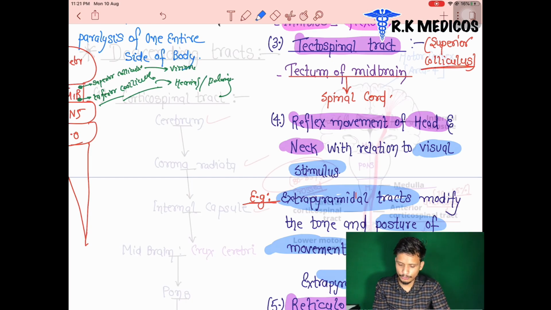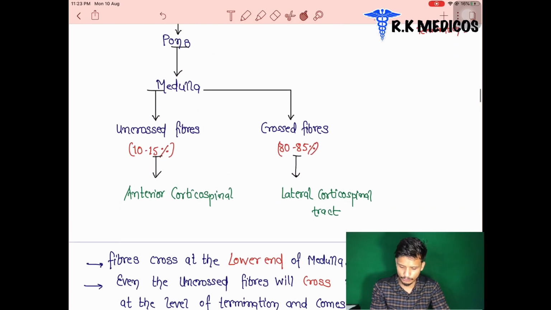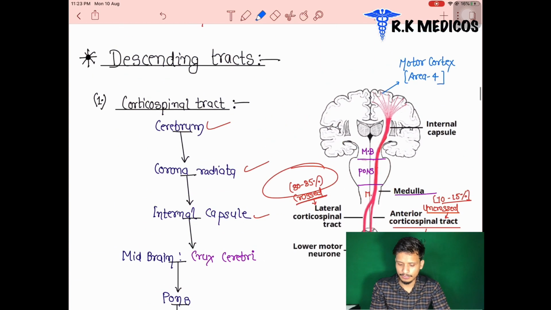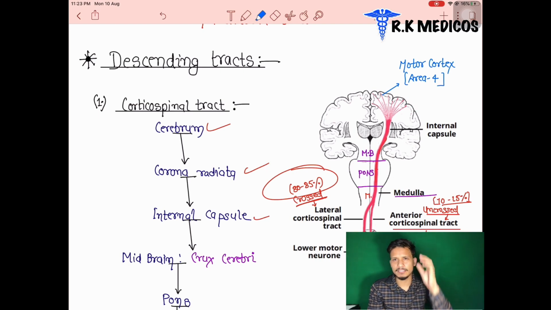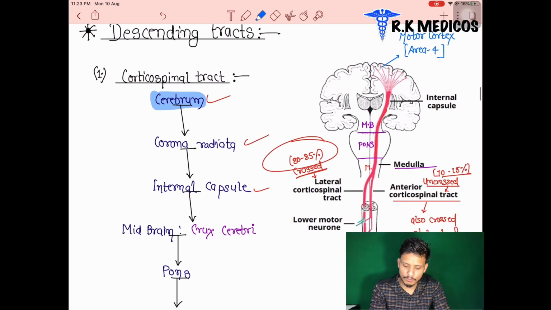In the descending tract, I already told you there are two types of nuclei, corticonuclear and corticospinal. Particularly, the corticospinal tract is divided into two parts, anterior and lateral. Corticospinal means they start from the cortex and move down. Of course it is a descending tract. So you can see the corticospinal tract begins from the cerebrum. They move down in the form of corona radiata. Corona radiata is basically a radiation shaft.